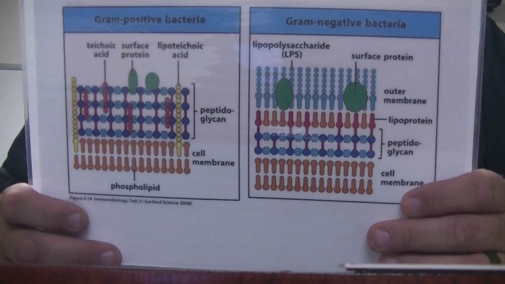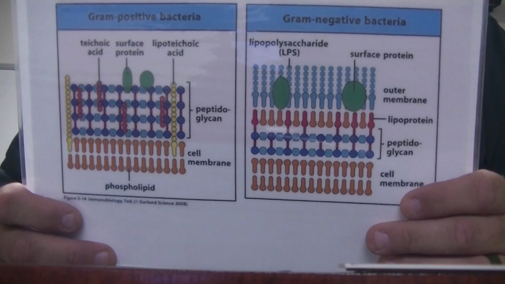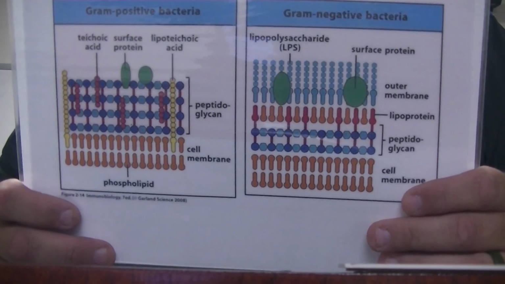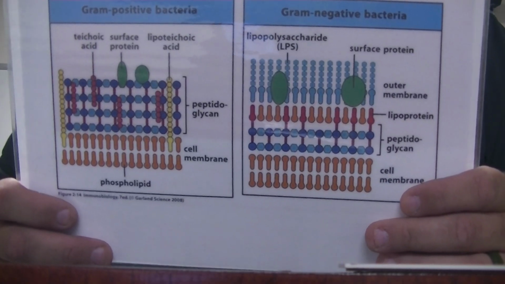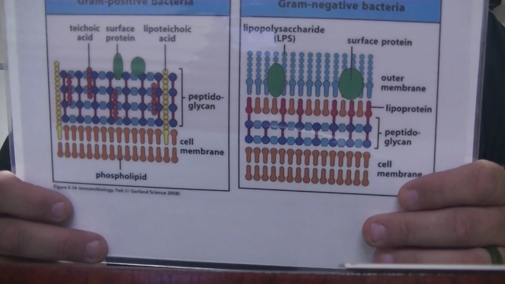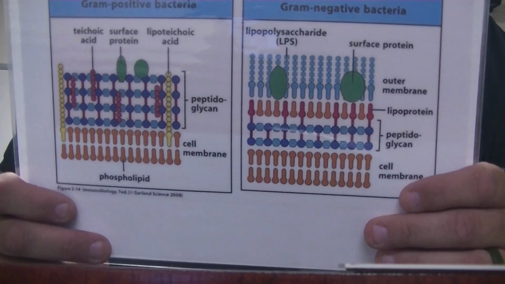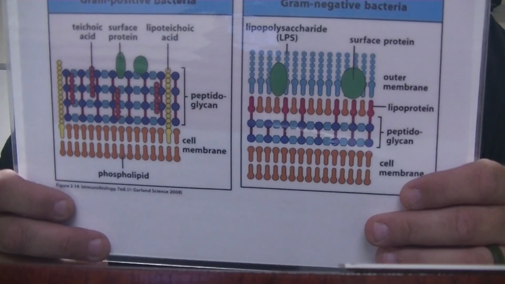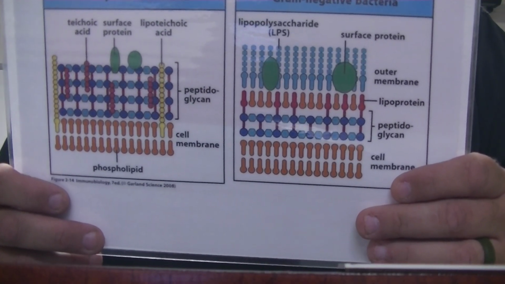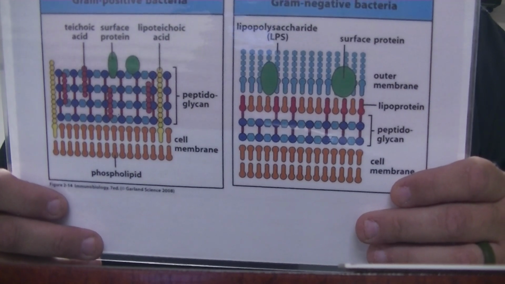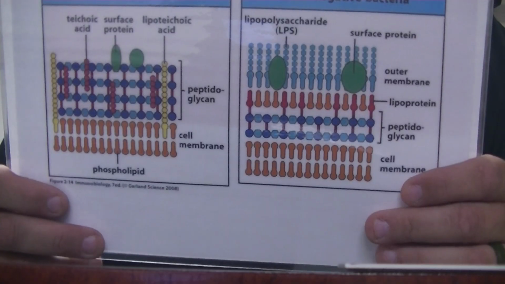Gram-positive bacteria have teichoic acids present on their cell wall, whereas gram-negative bacteria do not have teichoic acids present on their cell wall. Gram-positive bacteria do not have lipopolysaccharides present on their cell wall, whereas gram-negative bacteria do have lipopolysaccharides present on their cell wall. Gram-positive bacteria do not have an outer membrane, whereas gram-negative bacteria usually do have an outer membrane.